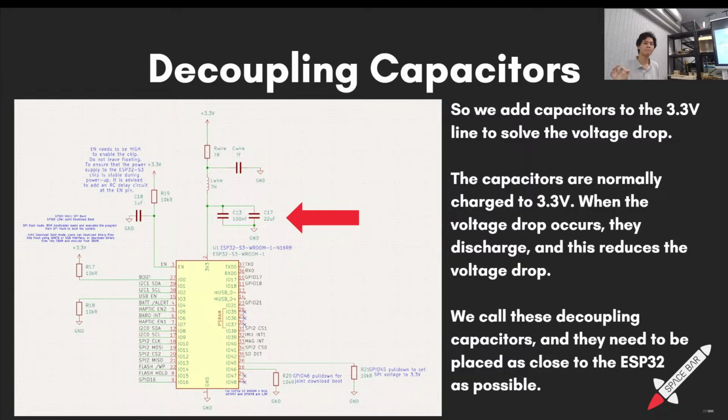All right. So the way that we solve this is we put capacitors on the 3.3 volt line. The capacitors are normally charged at 3.3 volts because the line was at 3.3 volts, right? So it's connected between 3.3 volts and ground. When the voltage drop occurs, suddenly the capacitor is at a higher voltage than the external circuit, and it discharges. So the capacitor discharges, and just like the smoothing capacitor, we pull the voltage back up. This reduces the voltage drop due to the sudden current change. Does that make sense?